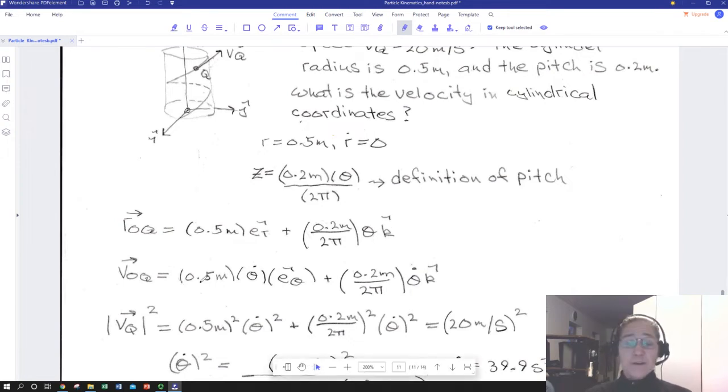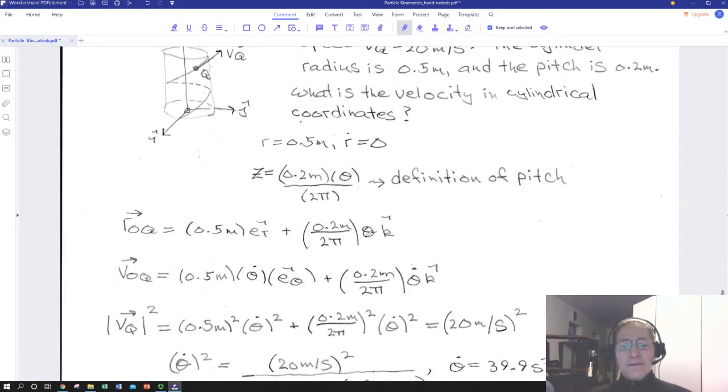Let's take our first time derivative. So we end up with r dot in the r hat direction plus r theta dot in the theta hat direction. We're not seeing the r hat direction because r dot was 0. So we have 0.5 meters times theta dot in the theta hat direction. And then we're going to take the time derivative of this expression. Well, the 0.2 meters divided by 2 pi is a constant.